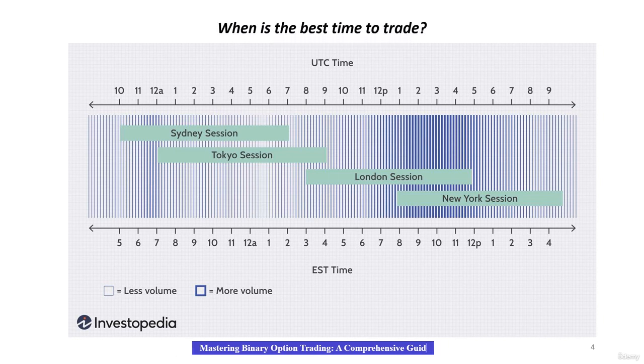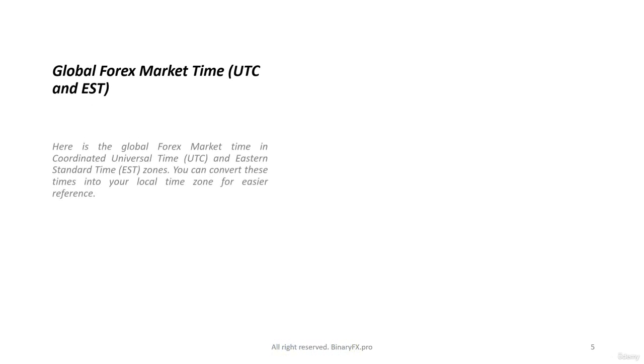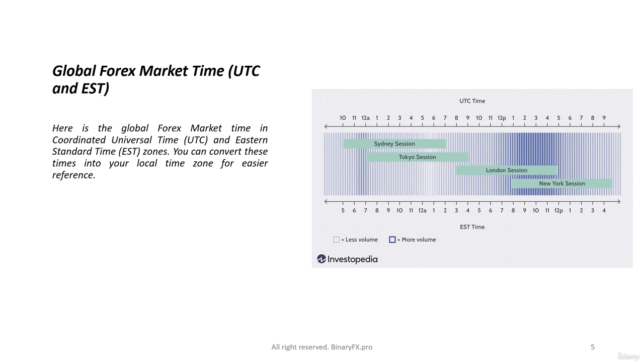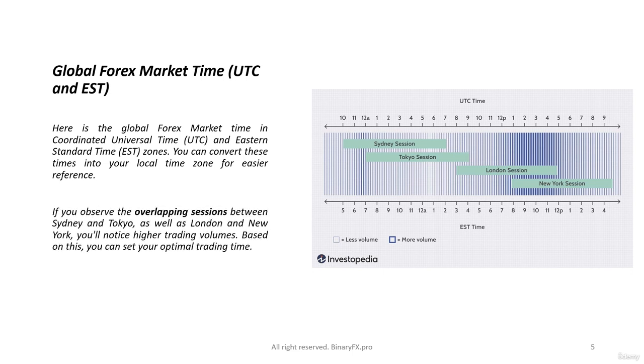For example, trading time during the Sydney session overlapping with the Tokyo session, or the Tokyo session overlapping with the London session, and the London session overlapping with the New York session. UTC time and EST. Here is the global forex market time in Coordinated Universal Time (UTC) and Eastern Standard Time (EST), that you can convert into your local time zone for easier reference. If you observe the overlap sessions between Sydney, Tokyo, as well as London and New York, you will notice a higher trading volume, and based on this you can set your own optimal trading time.